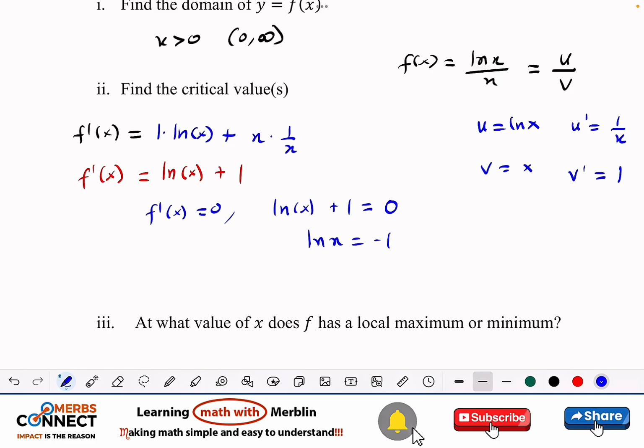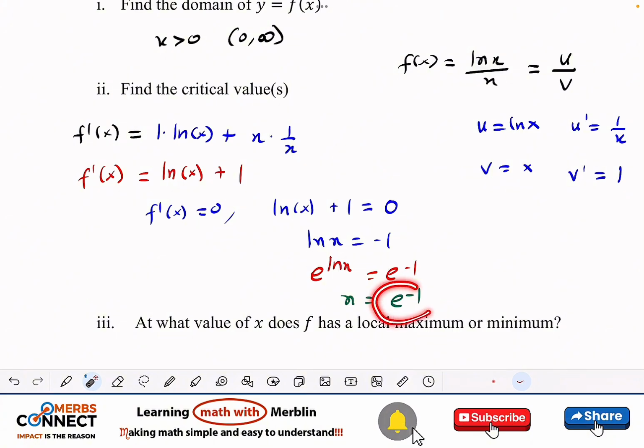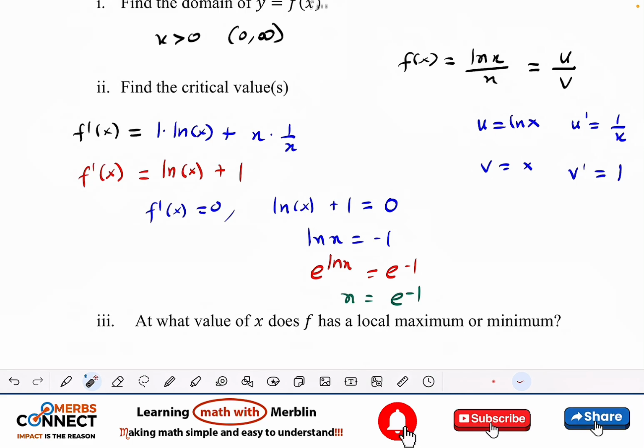Then for us to find x, we need to get something like e to the power ln of x is equal to e to the power minus 1. And it implies that x should be equal to e to the power minus 1. So e to the power minus 1 is a critical value, because when I plug this one inside this, I'm going to get minus 1. Minus 1 plus this is going to give us 0. So x is equal to e to the power minus 1 is the critical value.